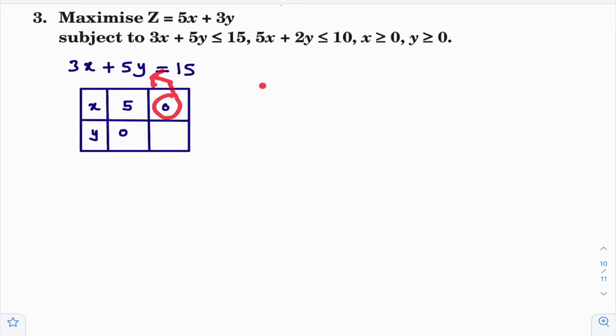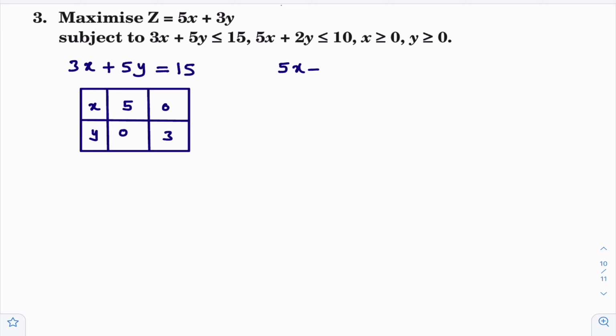Then you will get 5y equal to 15. Y equal to 15 divided by 5, that is 3. With the help of these 2 points, 5 comma 0 and 0 comma 3, we can draw this line equation. Before graphing this inequality, I'll try to find 2 points on this line 5x plus 2y equal to 10.